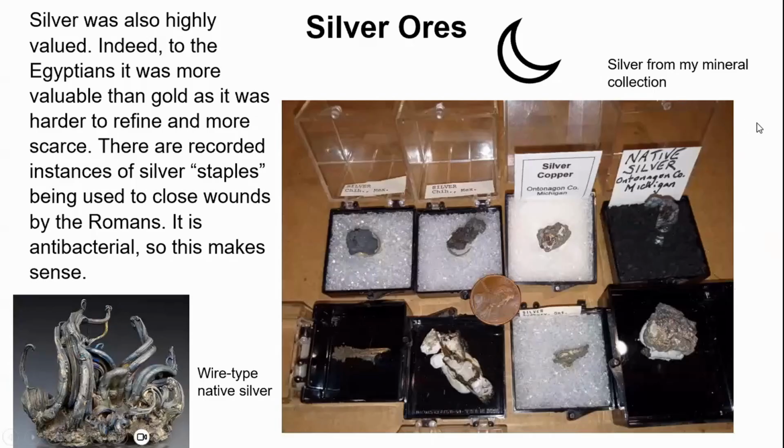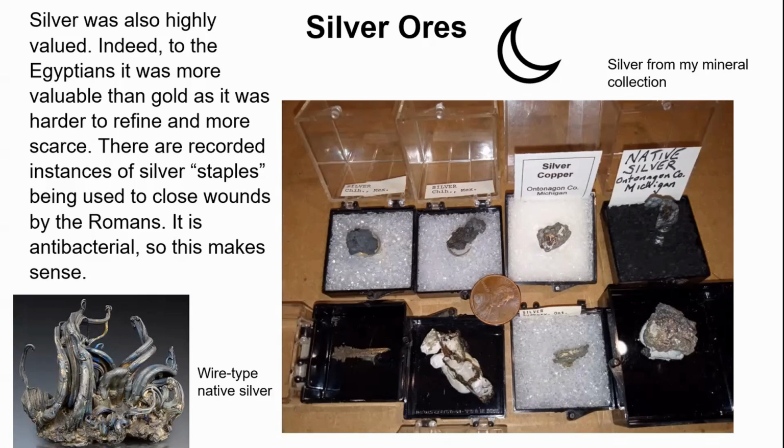Silver ores. Silver was also highly valued. Indeed, to the Egyptians, it was more valuable than gold as it was harder to refine and more scarce. There are recorded instances of silver staples being used to close wounds by the Romans. It is antibacterial in nature, so this makes sense.